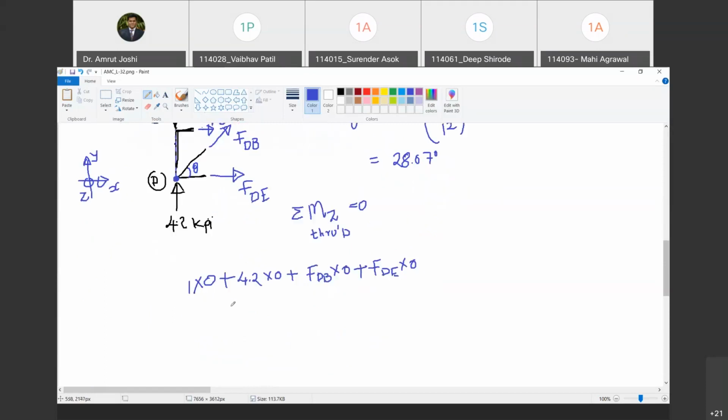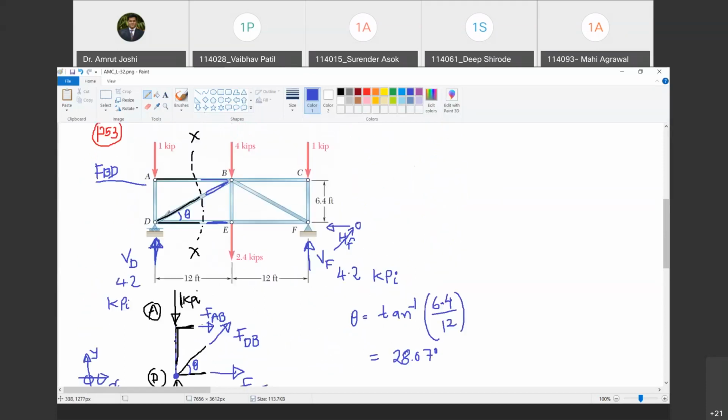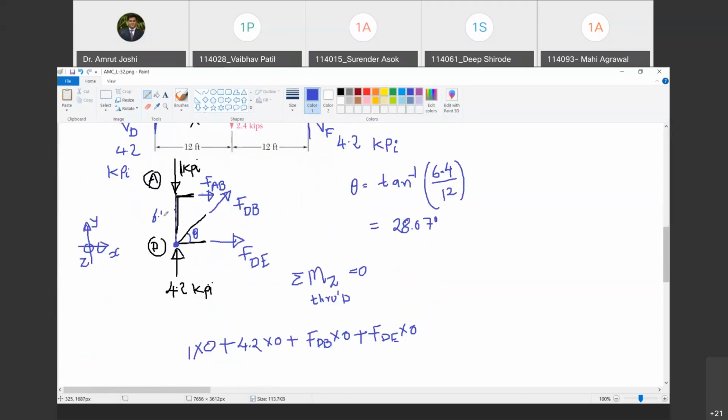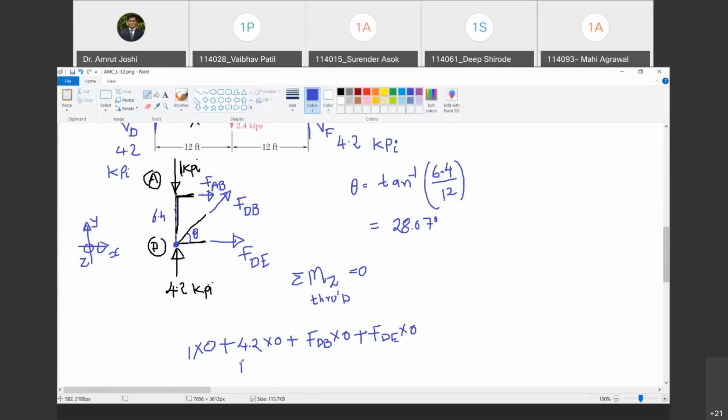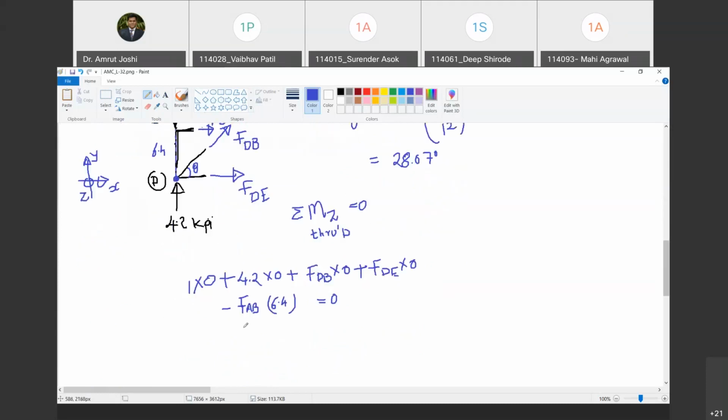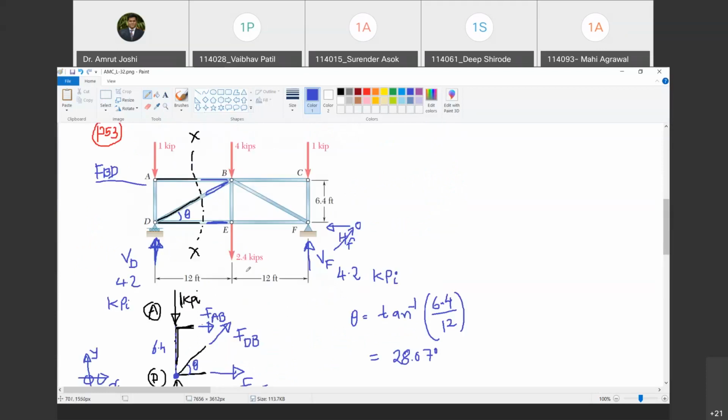Yes, sir. Now, what is the moment of FAB about D? This distance is 6.4. Sir, FAB into 6.4. And sign? Minus, because it is clockwise moment. So minus, and this has to be equal to 0. Do you agree with me? Yes, sir. Therefore, I get FAB equal to 0. Happy? Yes, sir. Surprising. Force in member AB has turned out to be 0. Are you with me? Yes, sir.